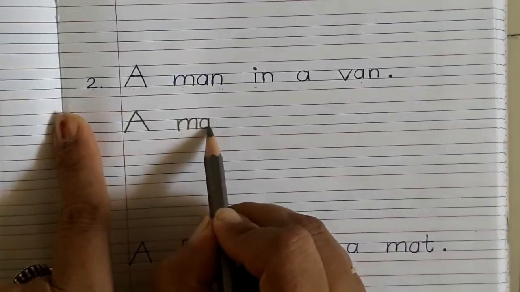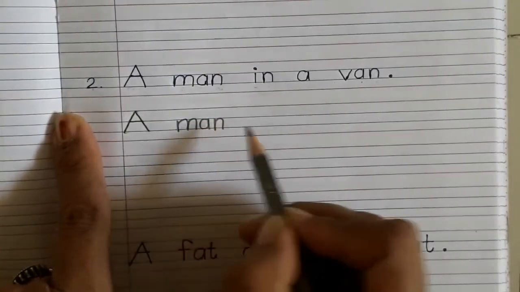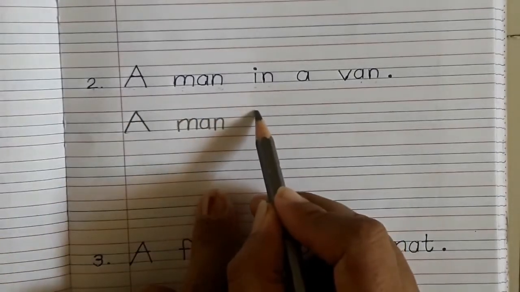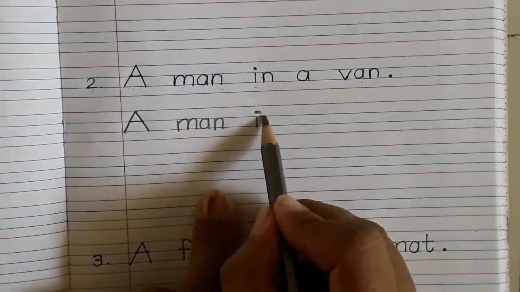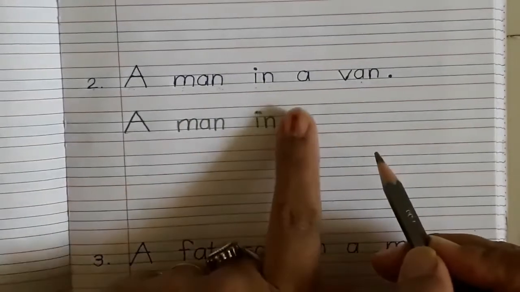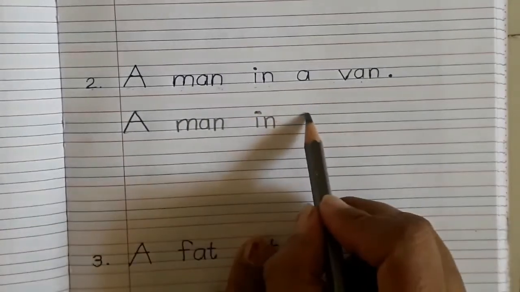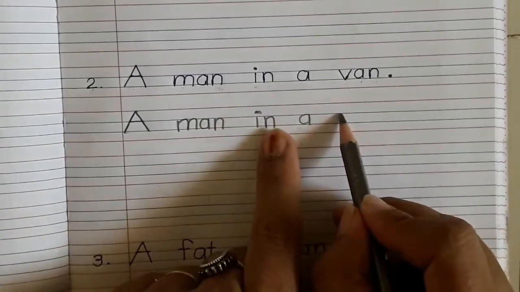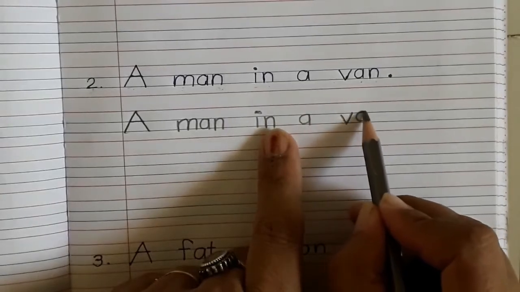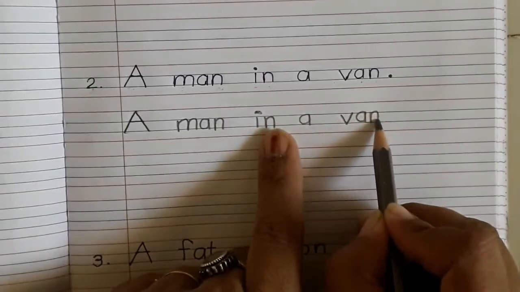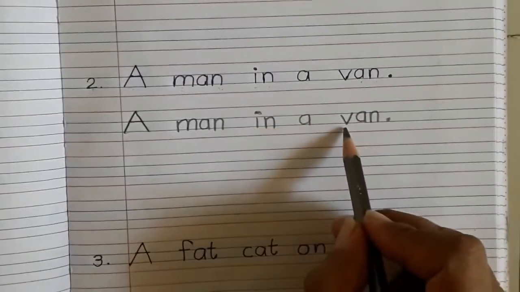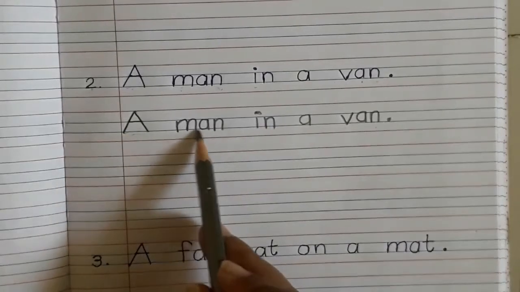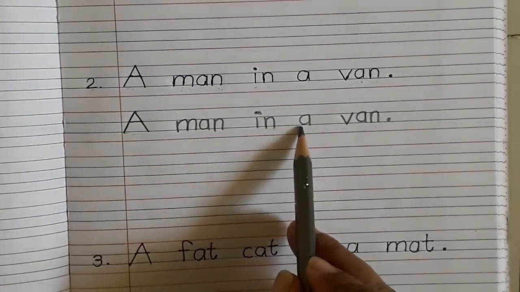First we will write capital A, then one finger space and M, A, N, man. Again one finger space, then I-N in. Again one finger space, then we will write small a. Again space, V-A-N van. Then full stop. A man in a van.